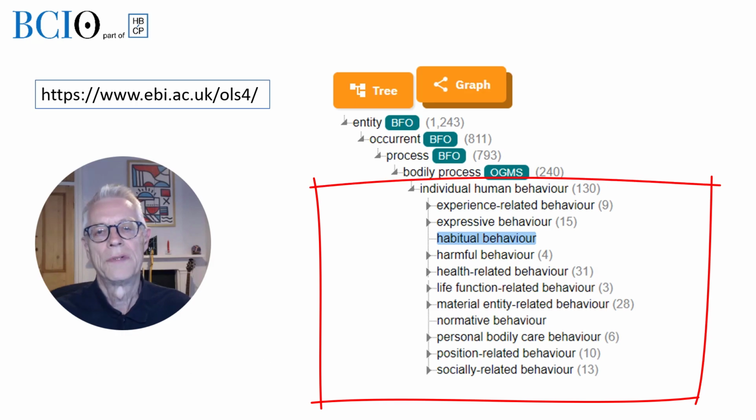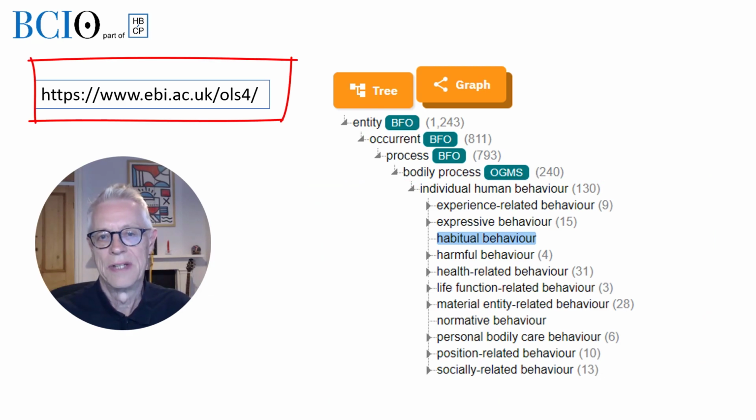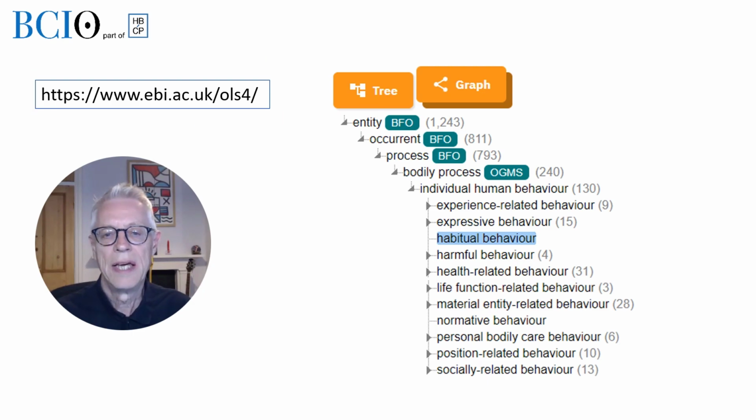This slide shows the most general classes of behaviour as displayed by the Ontology Lookup Service. There's a reminder of the link to this on the slide, but you can always Google Ontology Lookup Service to find it. And just put individual human behaviour in the search box. Click on the little arrows next to the labels to see the subclasses of those behaviours. It's a good idea to explore this hierarchy so that you can get a sense of what behaviours come where.